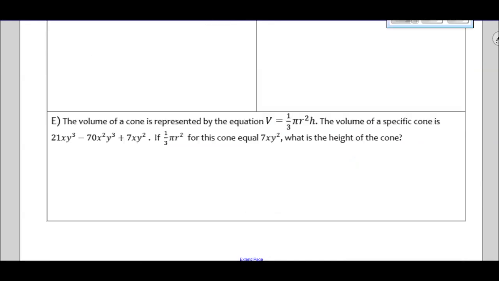I'm going to do one more problem in this video, and that's letter E in the U try. Just because of the way it's formatted, I think we know how to do the math behind it if we understand what the problem's actually asking. It's saying the volume of a cone is represented by the equation V equals 1/3 pi r squared h. The volume of a specific cone is this. That means that is the volume, that's the answer.